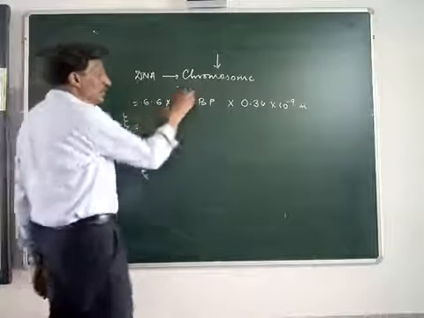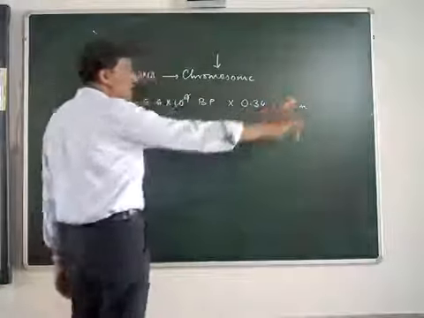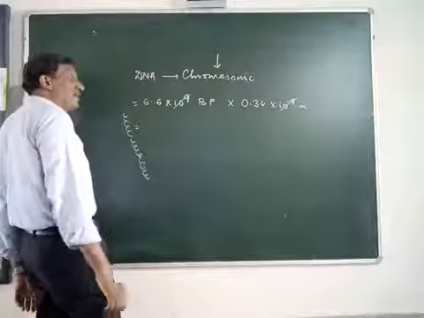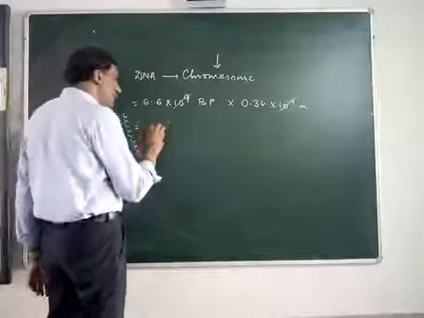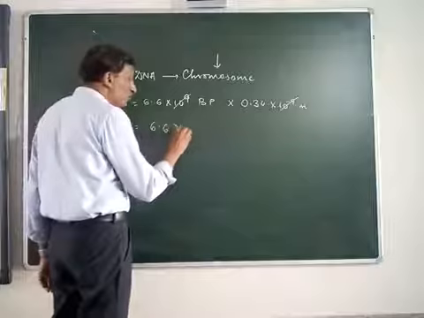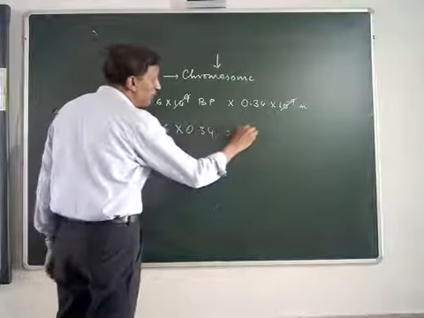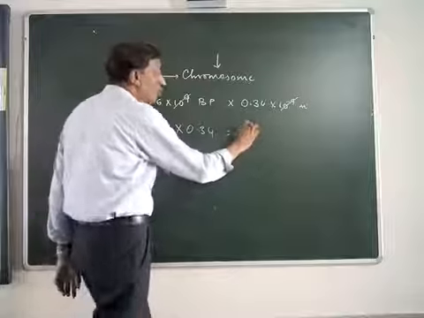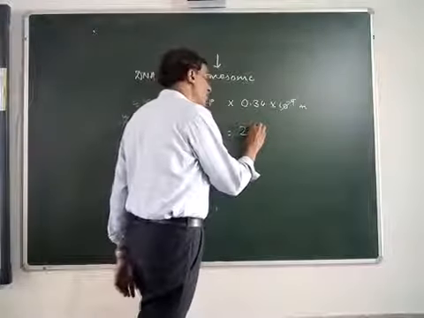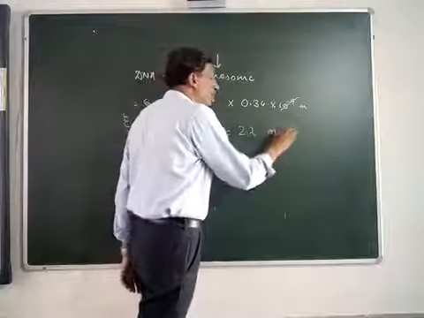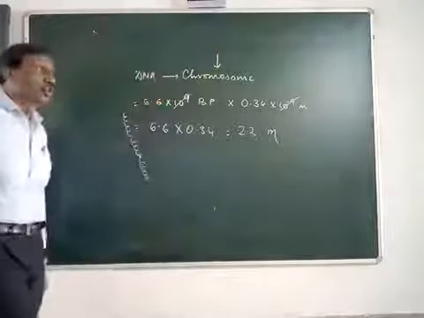So how much is this? 10 to the power minus 9 and 10 to the power 9 will cancel, and we will have 6.6 into 0.34. So it will be equal to somewhere about 2.2 meter, 2.24 meter. So it is that long.